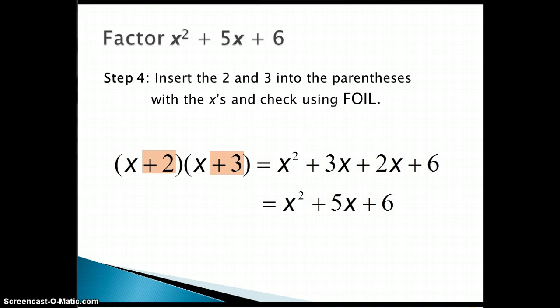It doesn't matter. After I place those numbers inside the parentheses, I can always check my answer using FOIL to make sure I factored it properly. And as you can see, when you FOIL this out, it does give you x squared plus 5x plus 6, which is the trinomial we were factoring. So our answer for this problem is x plus 2 times x plus 3.